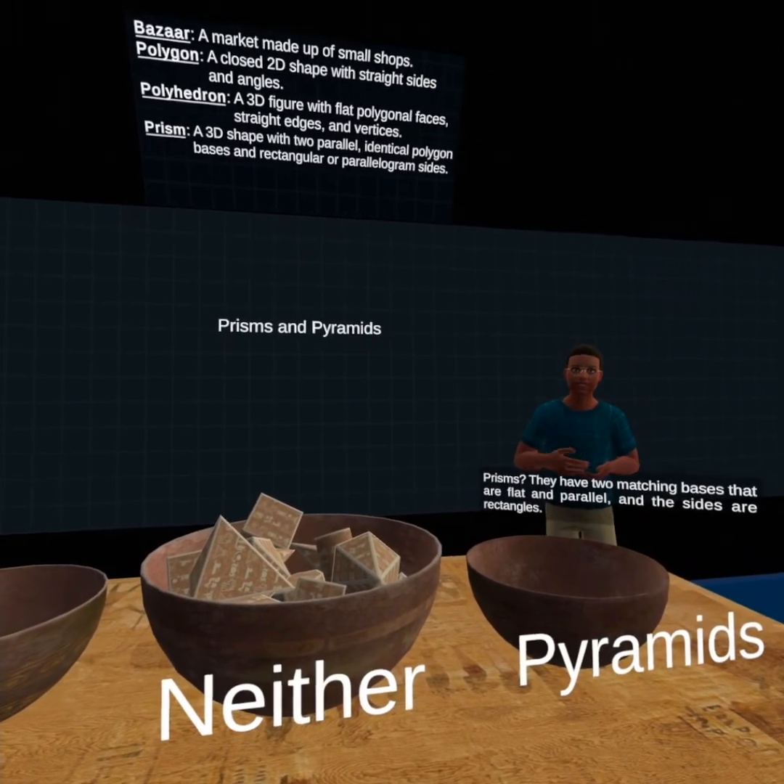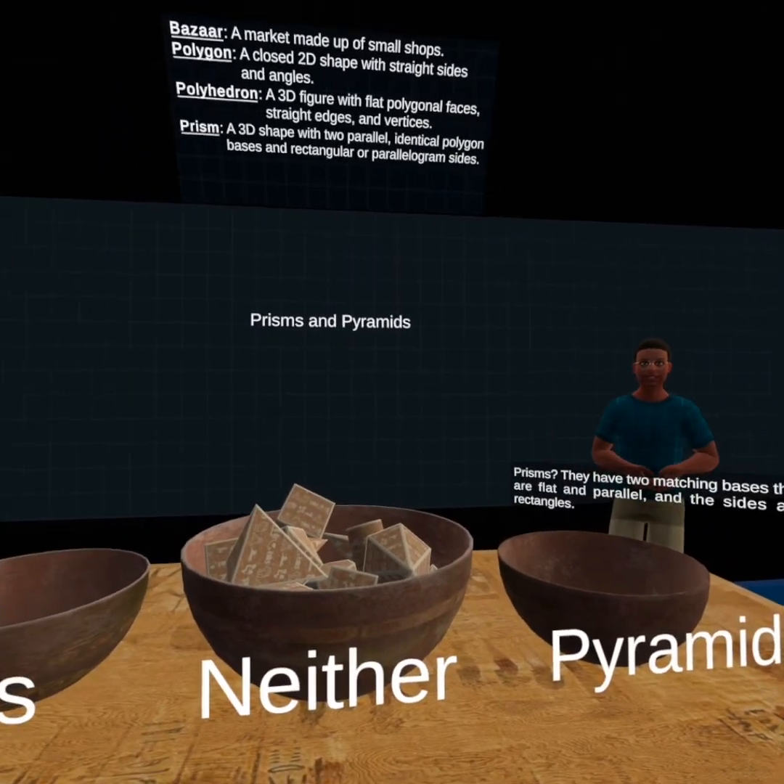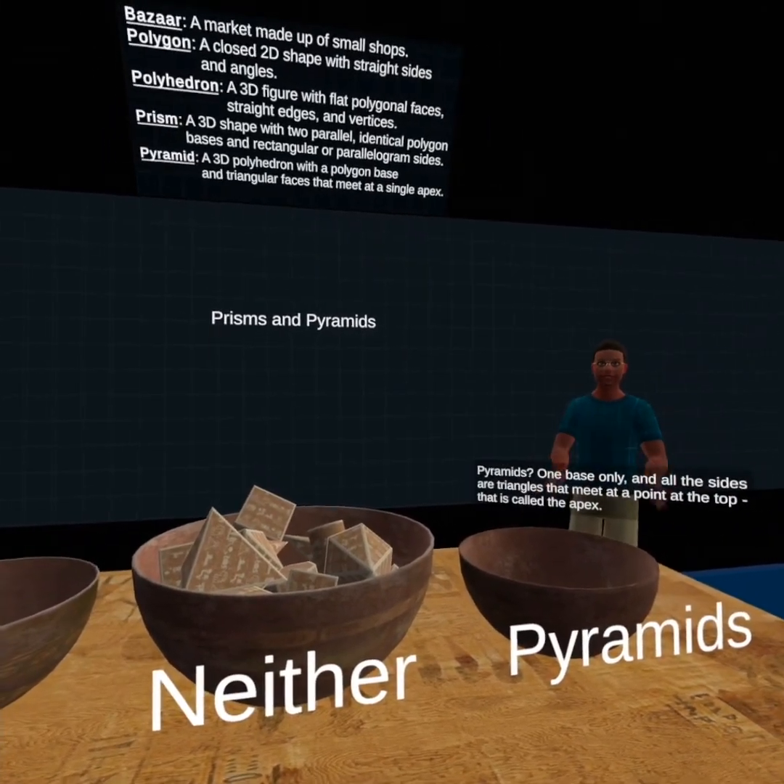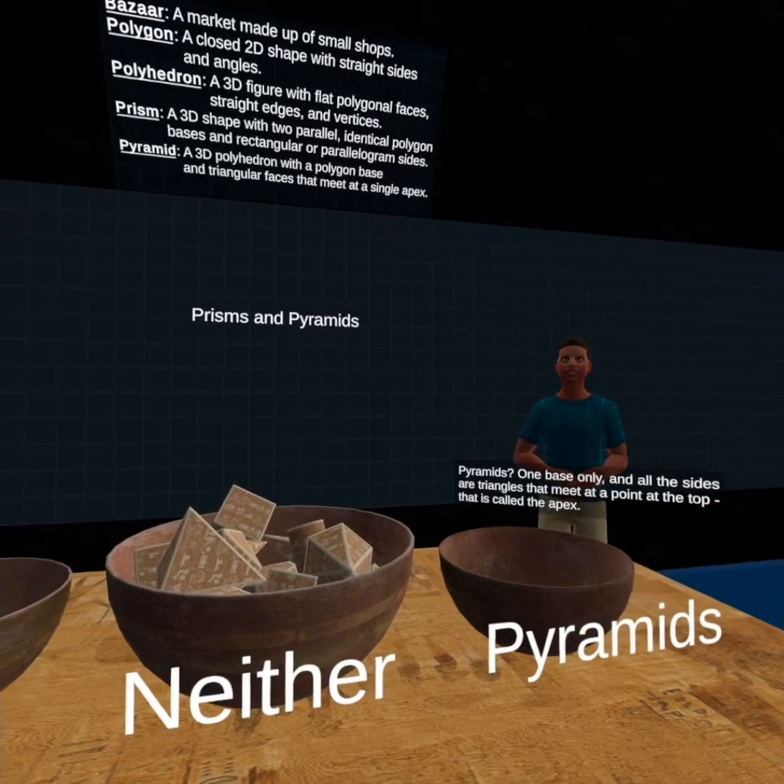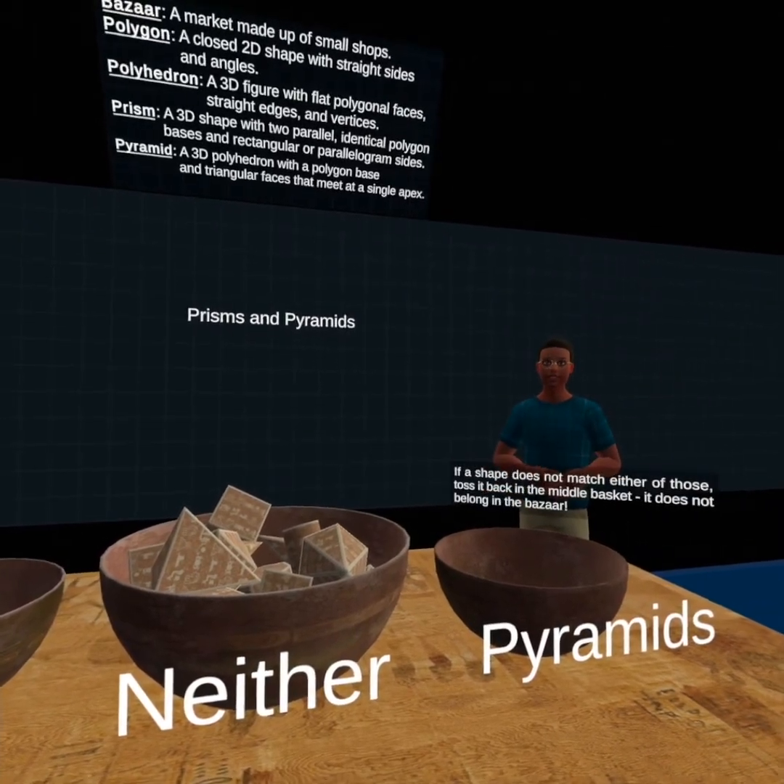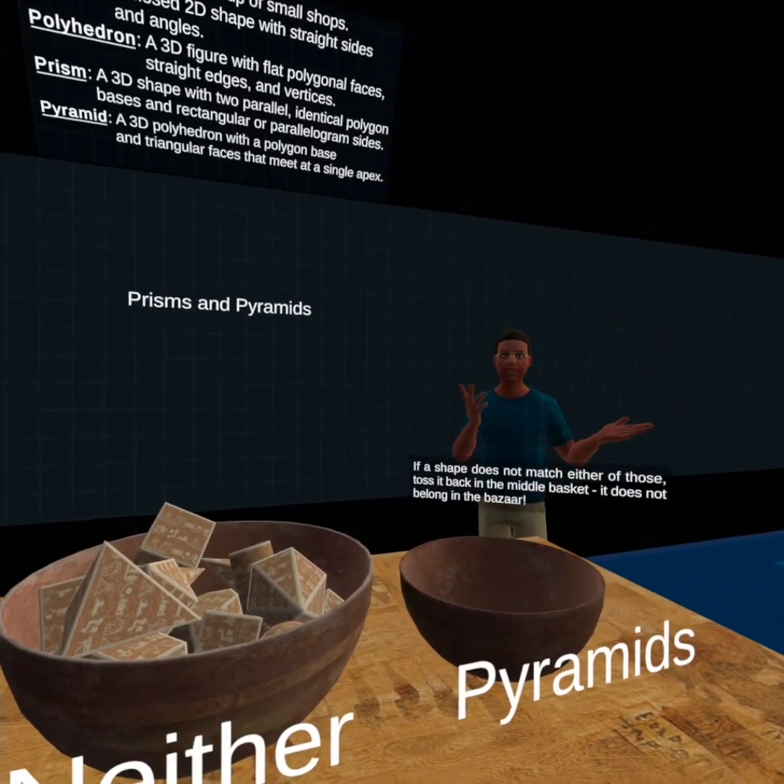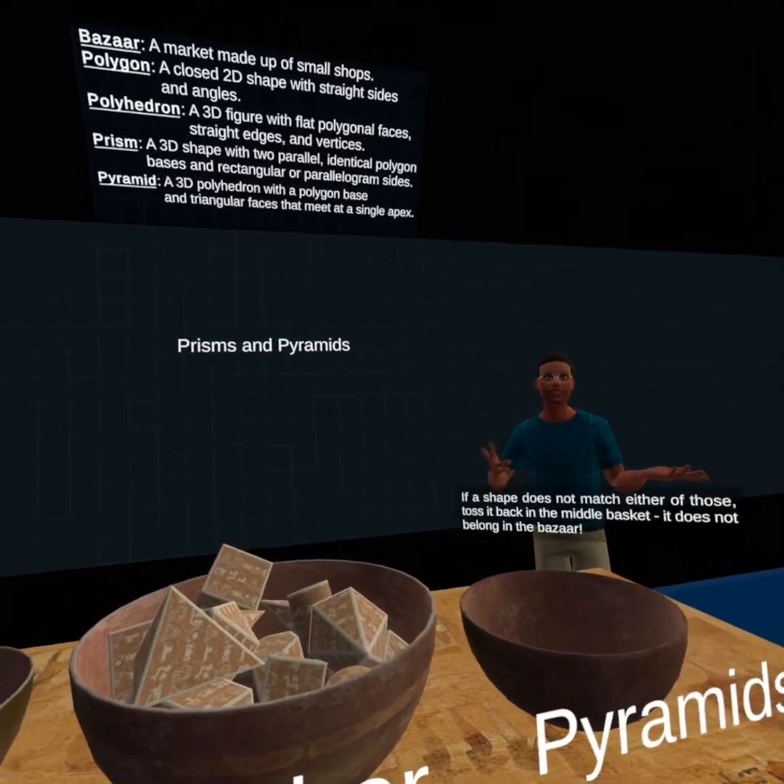Prisms have two matching bases that are flat and parallel, and the sides are rectangles. Pyramids have one base only, and all the sides are triangles that meet at a point at the top. That is called the apex. If a shape does not match either of those, toss it back in the middle basket. It does not belong in the bazaar.